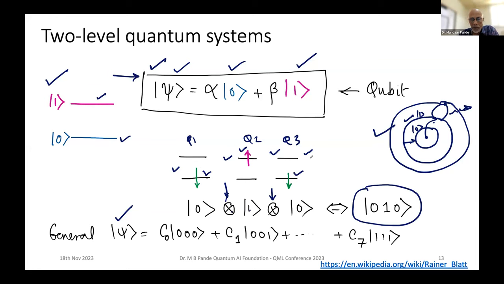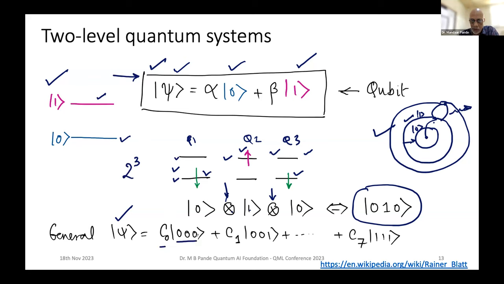So in general, when you have n such qubits, or let's say a three qubit system, for example, each of these qubits can either exist in state 0 or state 1. And that way, because you've got 3 qubits, you will have 2 to the power of 3 possible states in which the system can exist. And that's what is given over here.